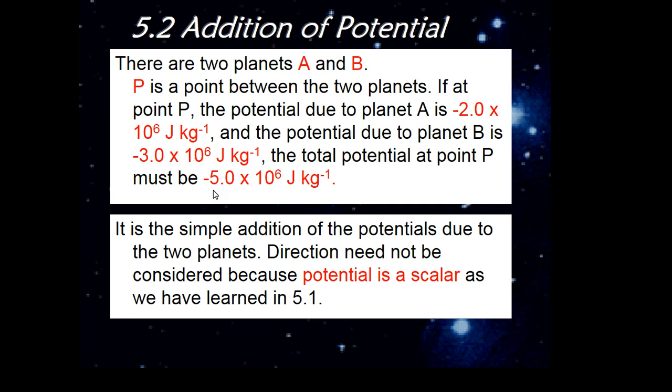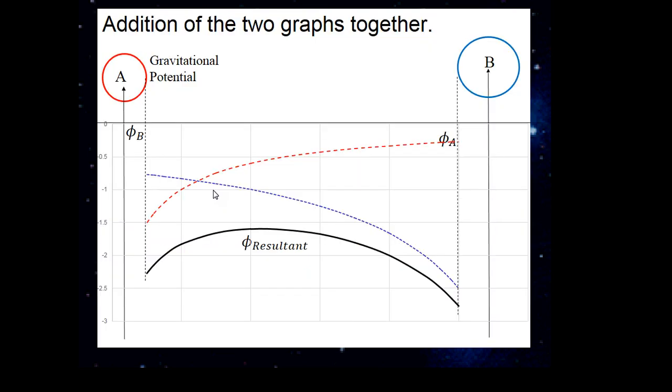Which then allows us to say this. I can then choose another point away from P. And if the potential due to A is -3 and due to B is -5, the total will become -8. Which allows us to draw the following graphs.